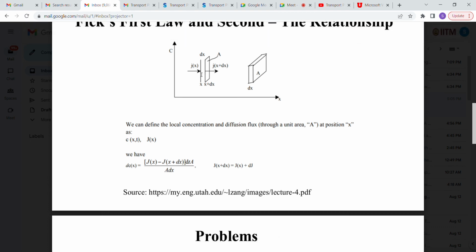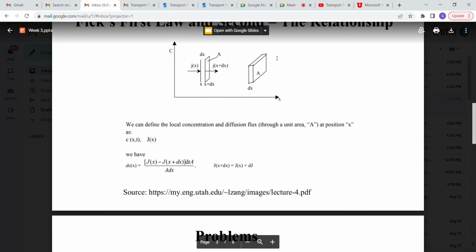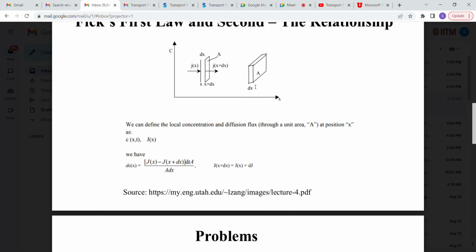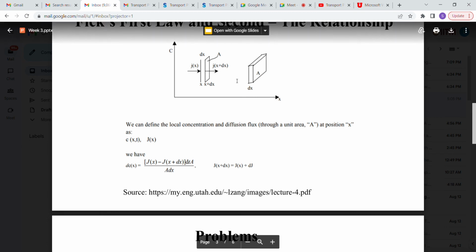Now, how to represent this difference in number of molecules in terms of concentration? You need to have a volume element in the denominator. So how to get the volume element in terms of this graph? Basically, the area of this volume element is A, and the width of the volume element is dx. So the volume of this volume element or the slice of solution is A into dx.